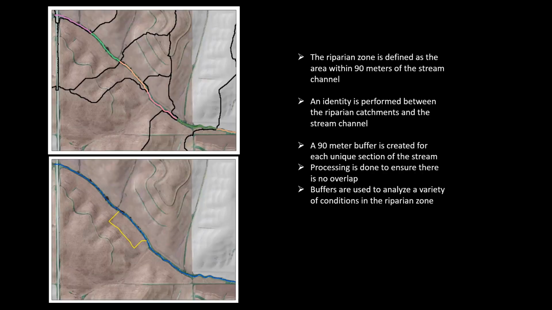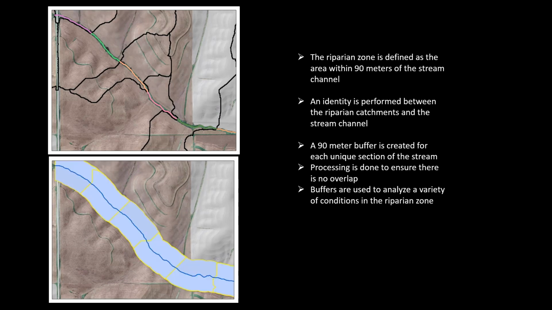channel output. The tool is going to run through a set of criteria within the riparian zone, which is defined as an area within 90 meters of the stream. An identity is performed between the riparian catchment and stream channel, and then a 90-meter buffer is made for each stream section. And along with additional processing, we ensure that there's no overlap between these riparian zones. Once the buffers are generated, we assess the two variables within them, and that is the runoff delivery and the denitrification potential, to determine which riparian buffer design would be most suitable for that area.